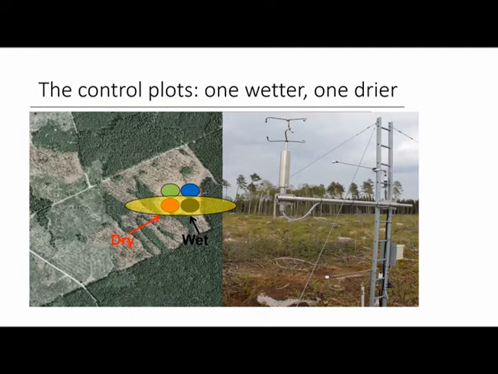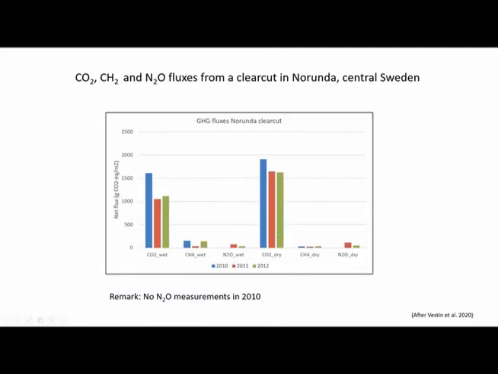And we did this type of flux measurements over this area. And the results look like this. These are the wet plots, and here are the dry plots to the right. For CO2, we see very large emissions, especially during the first year, lower during the second and third year, mainly because of ingrowth of grasses and bushes and so on that started to take up carbon and compensate for the losses.